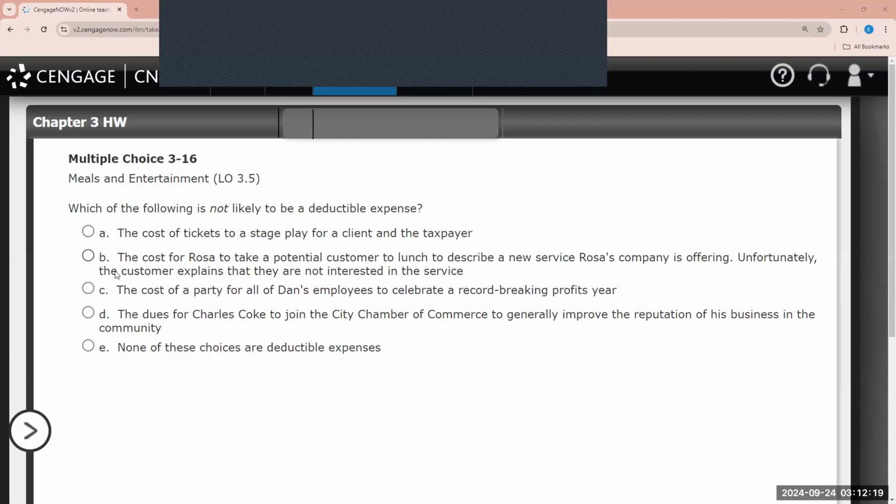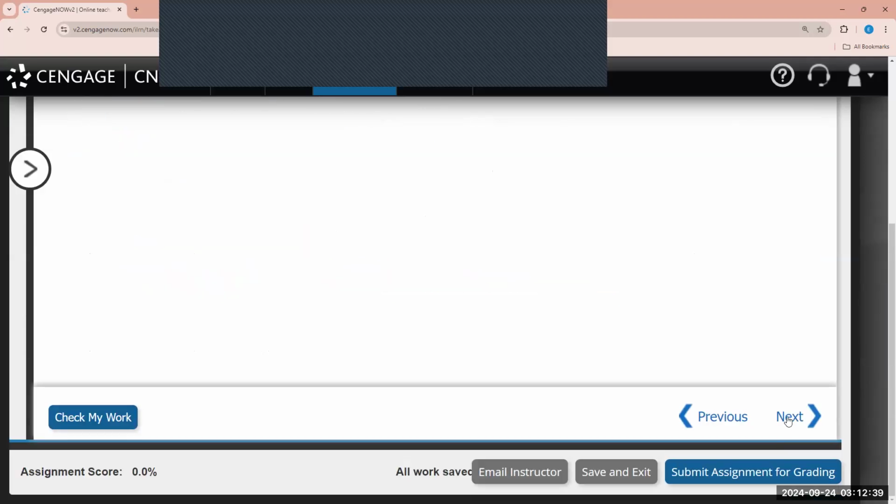So this membership dues, it's not for pleasure or recreation. So what is not likely to be a deductible expense? The dues to the City Chamber of Commerce can be considered ordinary and necessary, right? So the cost of the tickets to the stage play is not likely to be a deductible expense.